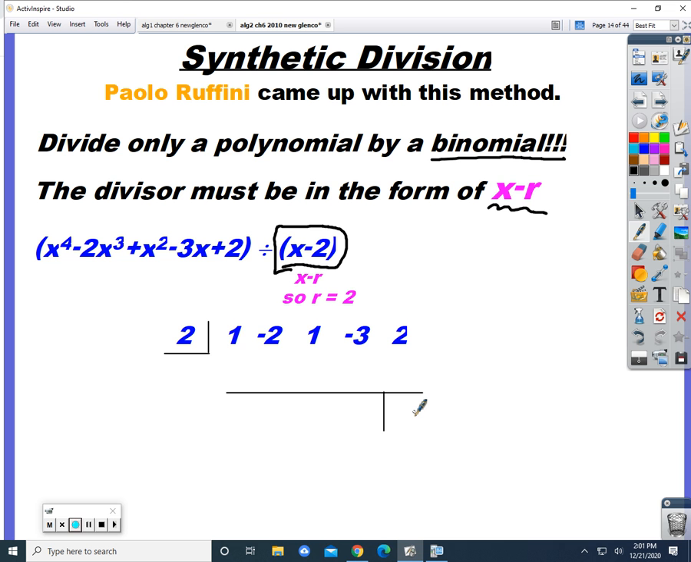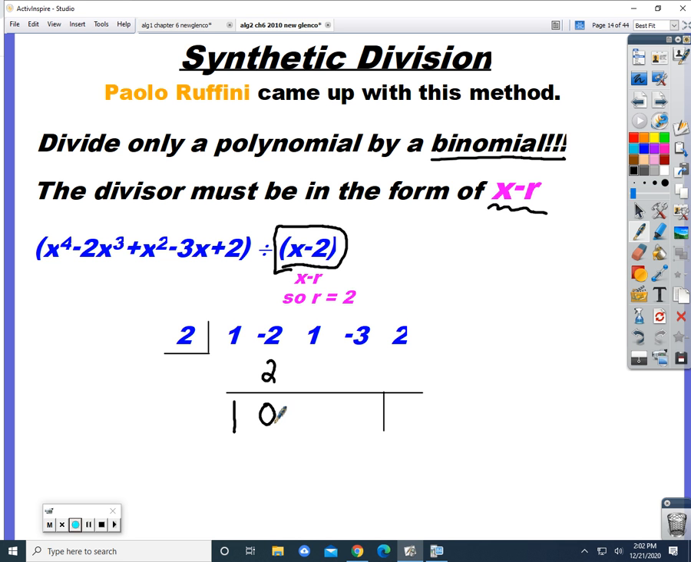After you get the problem set up, you go to that first coefficient, in our case it's 1, and you drop it down. Okay, easy enough. Just remember that's where you start. Then you're going to multiply. 1 times 2, 2. You write it right here underneath the next one in line, and then you add these up. That gives you a 0.